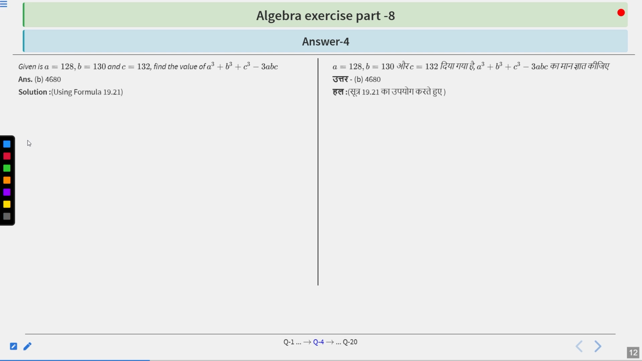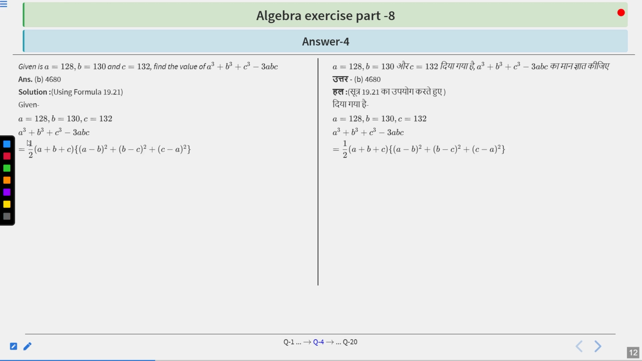Now let us look at the solution of this question. We are going to use formula 19.21 to solve this one. We were given a is equal to 128, b is equal to 130, c is equal to 132. And we have to find a³ + b³ + c³ − 3abc. Now according to formula 19.21, a³ + b³ + c³ − 3abc can be written as 1/2 (a + b + c) [(a − b)² + (b − c)² + (c − a)²]. That is the formula.